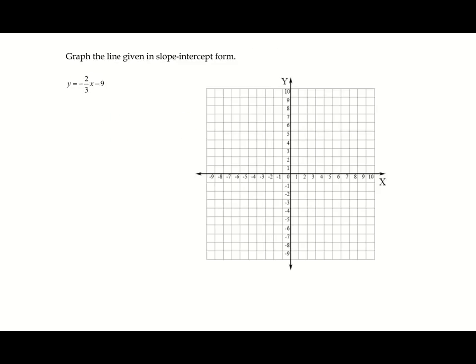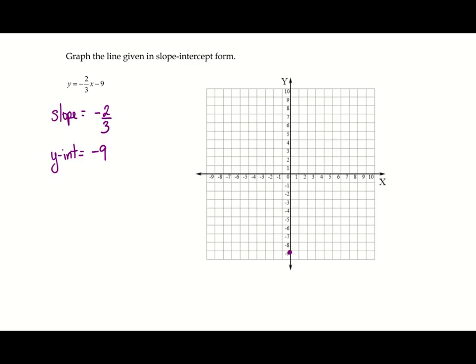Graphing a line, given it in slope-intercept form, might be one of the most important things you learn in the class this year. So if we read this, our slope tells us that it is -2/3. It's the number in front of x. Our y-intercept tells us that we are at -9. When we go to graph this, the first thing we do is we go to our y-intercept, -9, and we put a point. Now my slope tells me from this point to go down 2 units and to the right 3 units.